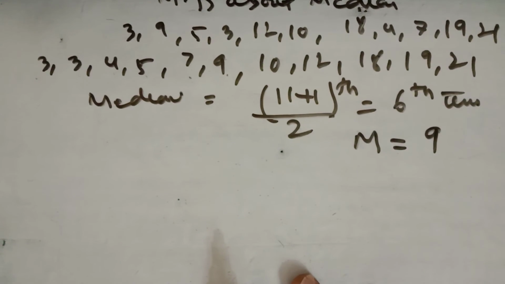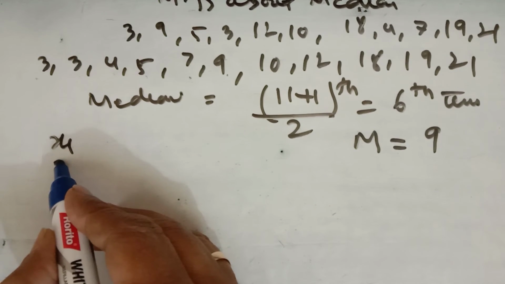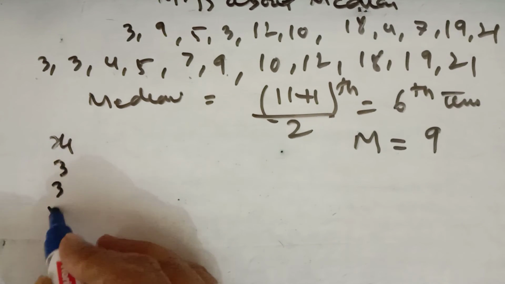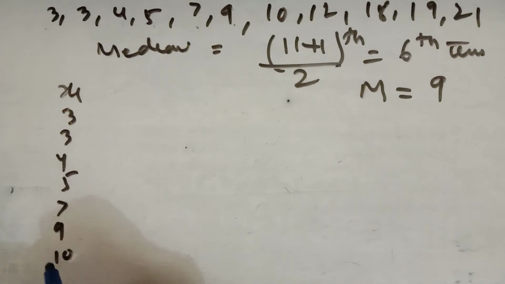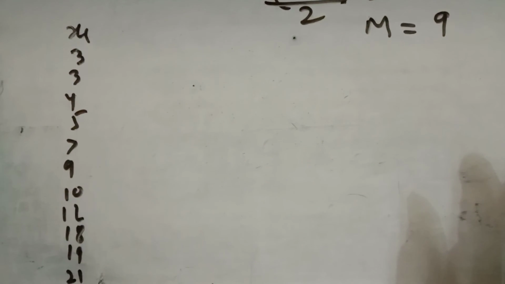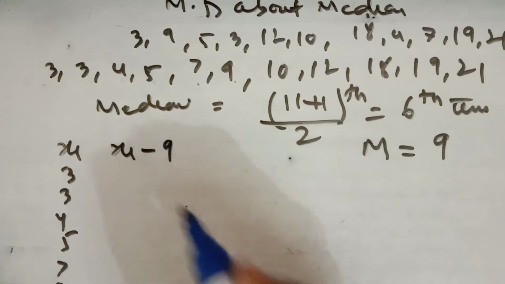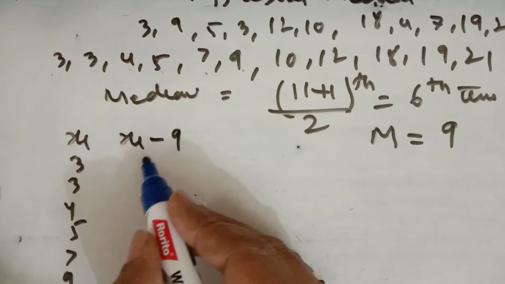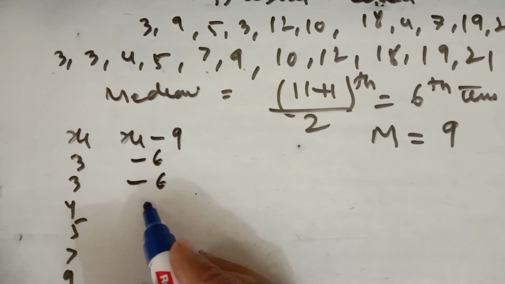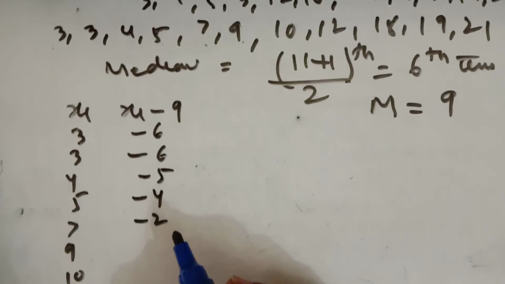So first of all, write the data in a column, arranged as 3, 3, 4, 5, 7, 9, 10, 12, 18, 19 and 21. This is the individual data I have written in the column. Now subtract the median from each individual data. Find its median, which is coming out to be 9. So 3 minus 9 is minus 6, 3 minus 9 is minus 6, 4 minus 9 is minus 5, 5 minus 9 is minus 4, 7 minus 9 is minus 2.